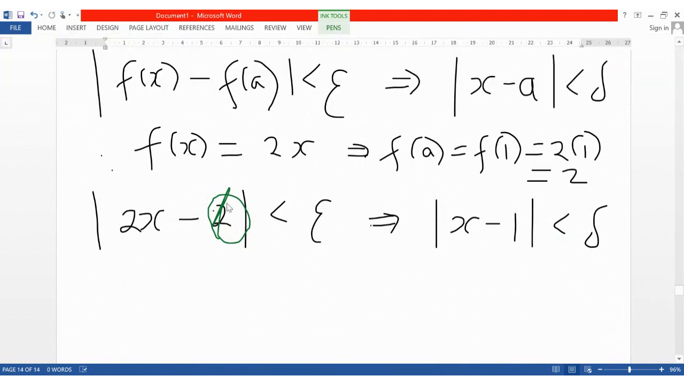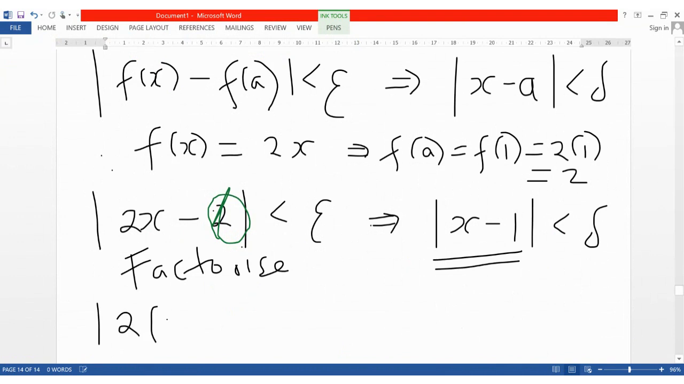You can create the magnitude of f of a and f of x? No, you don't calculate the magnitude. You factorize. You want something that is close to x minus a. So I'm trying to have a function here on the epsilon that is almost the same as the one I'm circling, x minus a. So I'll factorize and remain with 2, x minus 1.